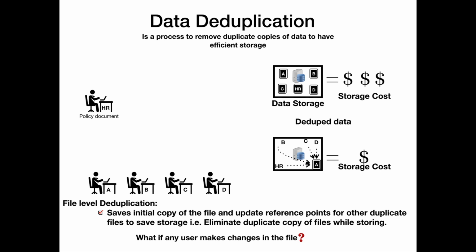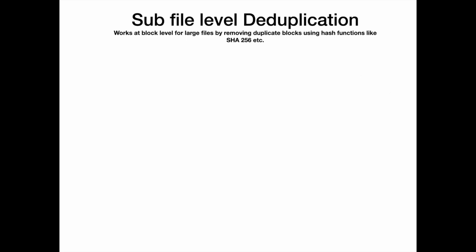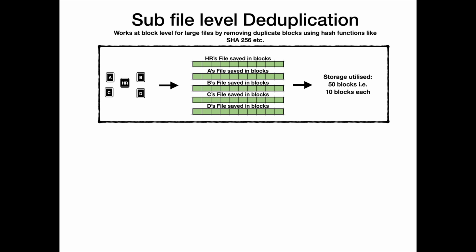What if any user makes changes in the file? Because here we've been talking about file level deduplication, we can consider sub-file level deduplication. It works at block level for large files by removing duplicate blocks using hash functions. To understand it in normal terms, we go back to our previous case where we had 5 files: A, B, C, D, and our HR's copy. If all the files are broken down into blocks, and every file is saving 10 blocks each into the storage, that leads to 50 blocks for all the 5 copies.